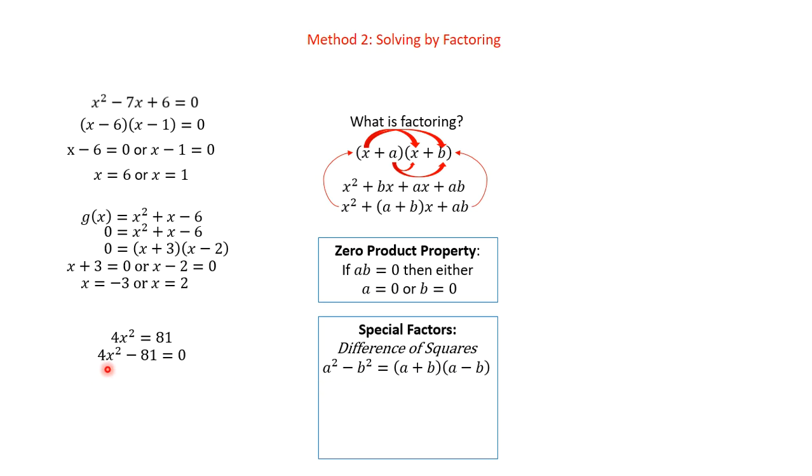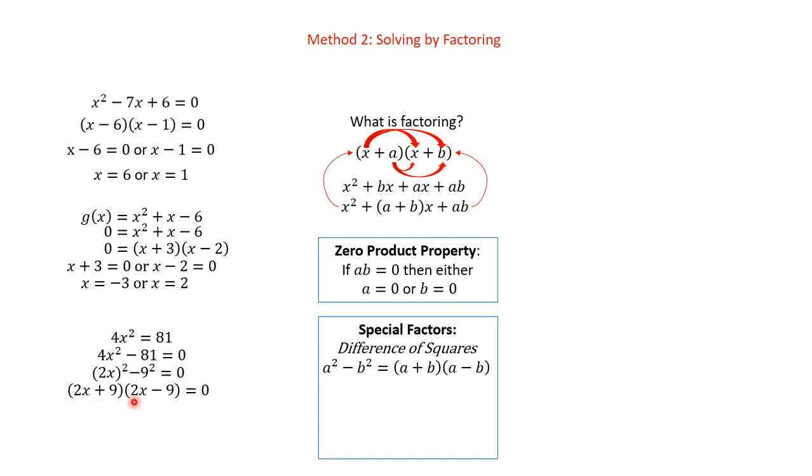Now, here we have something squared minus something squared. What squared gives us 4x squared? That would be 2x. And what squared gives us 81? 9. So the a would be 2x, and the b would be 9. We just plug them in. So we'll have 2x plus 9 times 2x minus 9 equals 0.